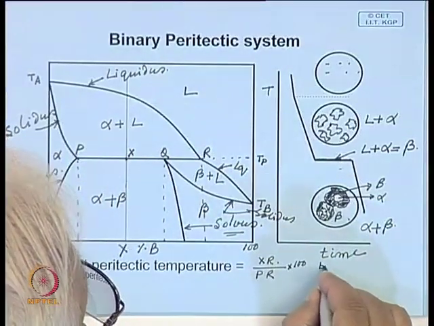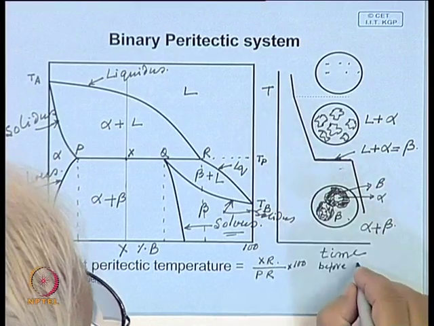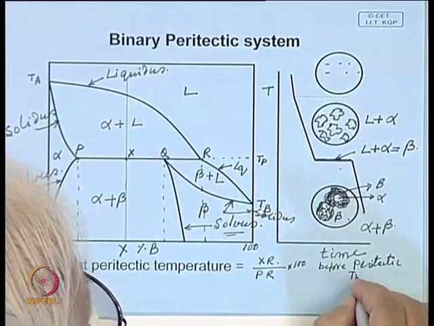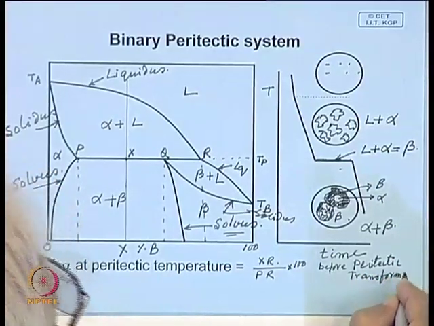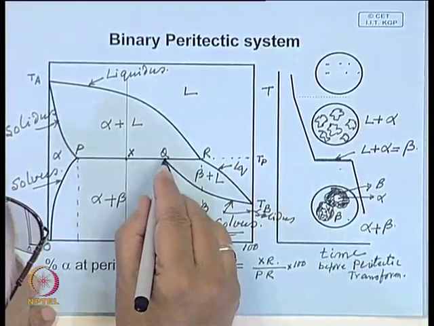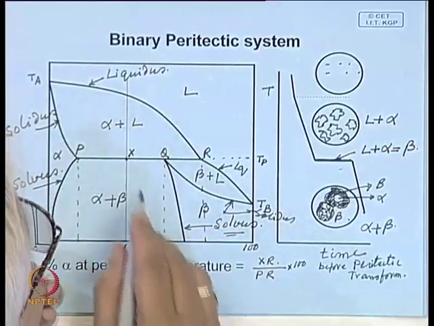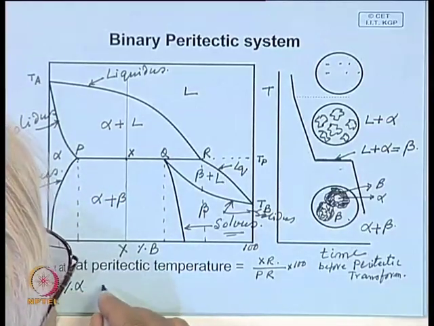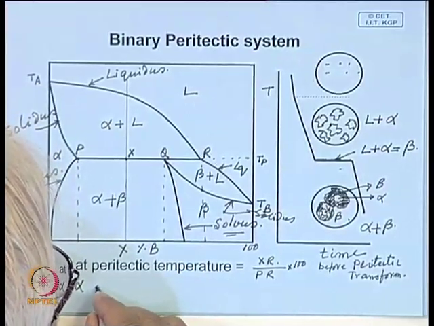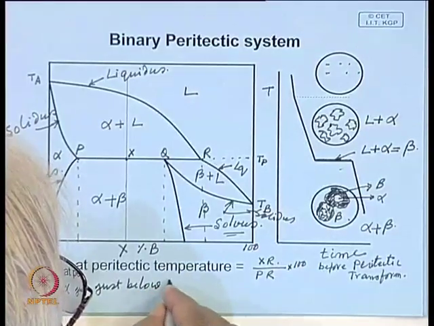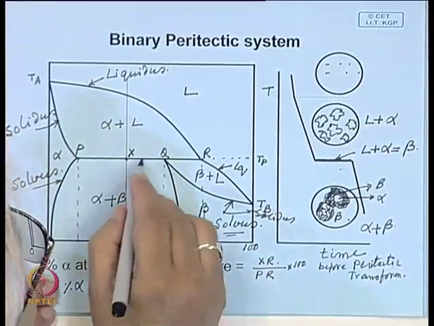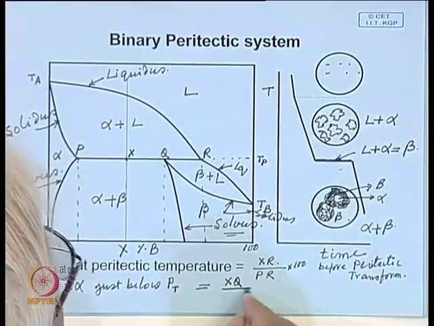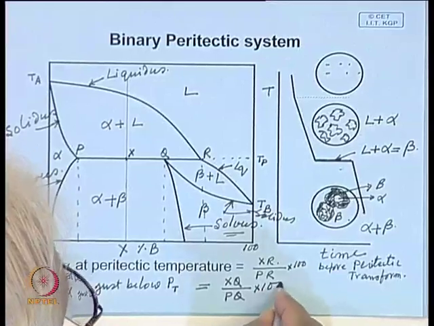and this is before peritectic transformation. And after peritectic transformation, once this is completed, then your percentage alpha just below peritectic temperature will be proportional to, because here you will only have alpha and beta, x q over p q times 100.